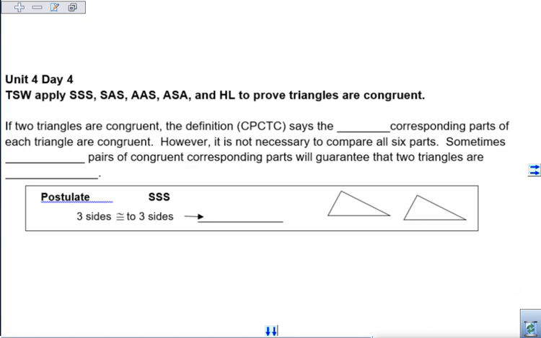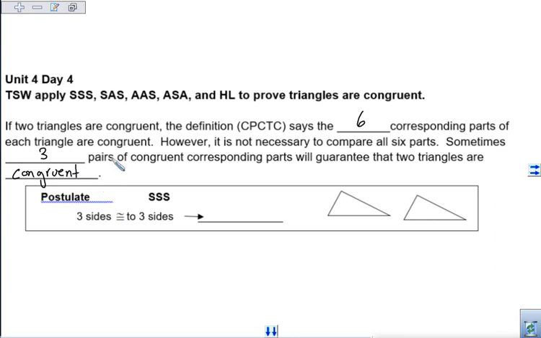We are looking at shortcuts to prove that two triangles are congruent. So yesterday we talked about having to have 6 parts of a triangle being congruent in order for your two triangles to be congruent. Today we are looking at only needing 3 parts of two triangles being congruent in order for your two triangles to be congruent.